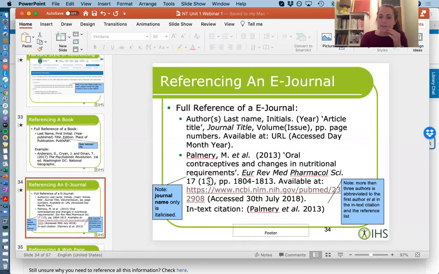Then the volume, the issue, the page numbers, you'll find that at the top of the journal title, and then where you got it from. So available at this URL and the date that you got it. So it's really, really important that you put in the URL. So if we want to go and find the article, then we can do that. We call it a workable reference if you can find the information within the reference. So that's it, referencing an e-journal.